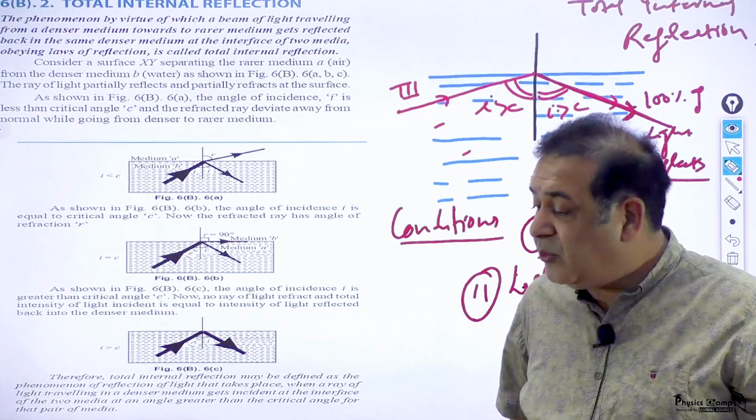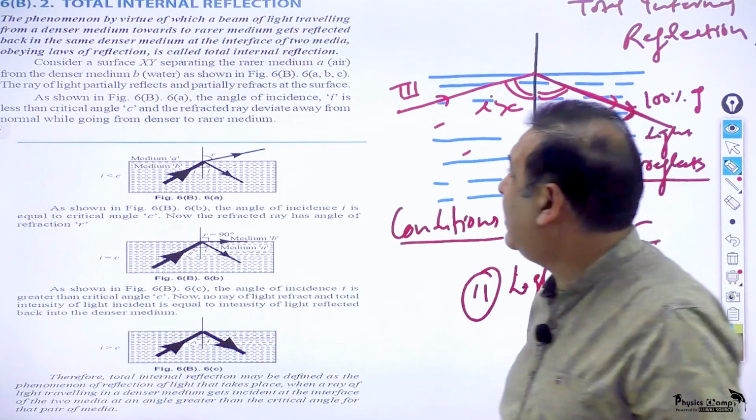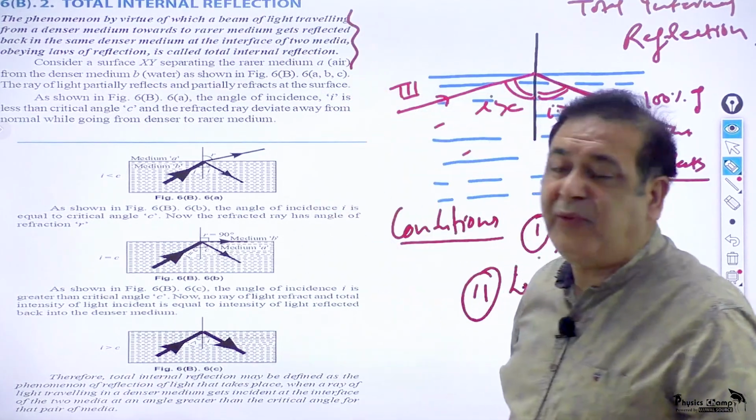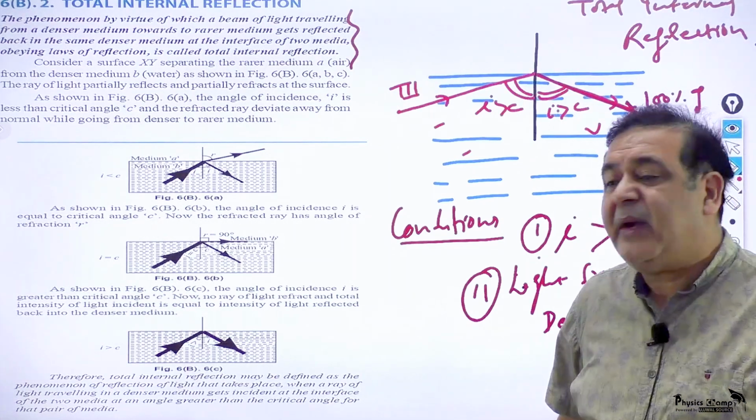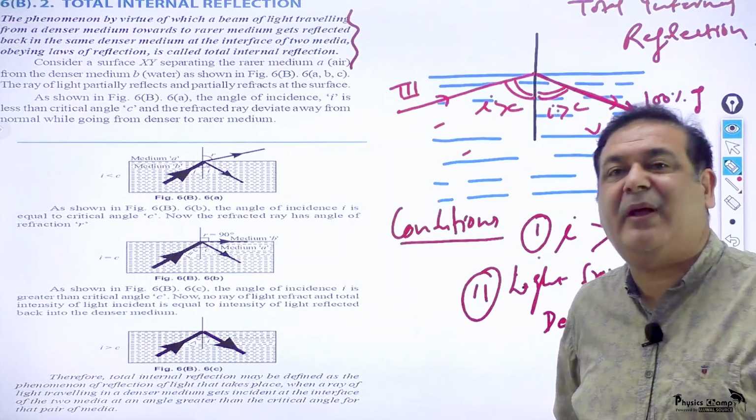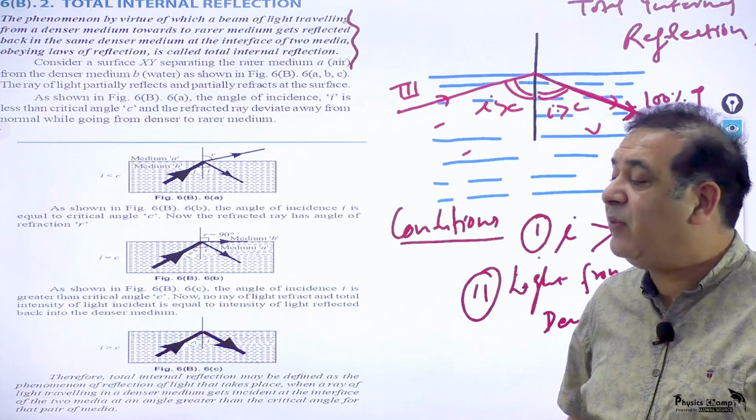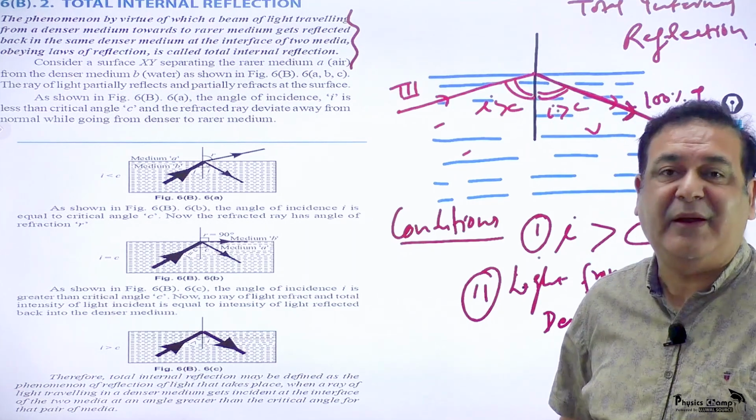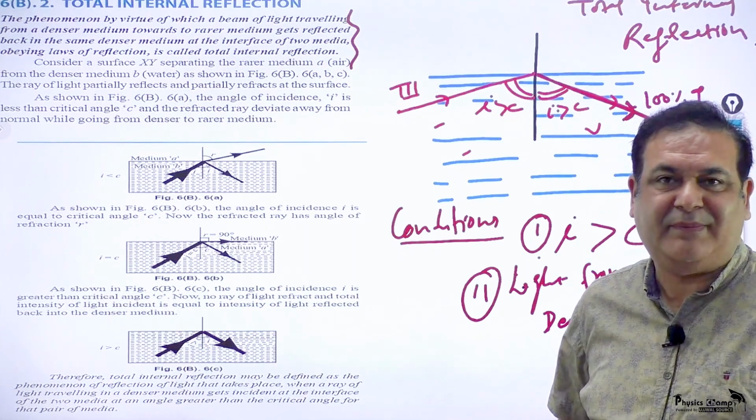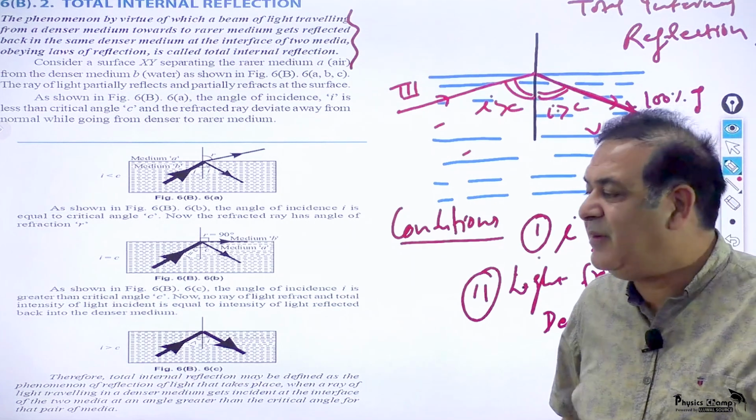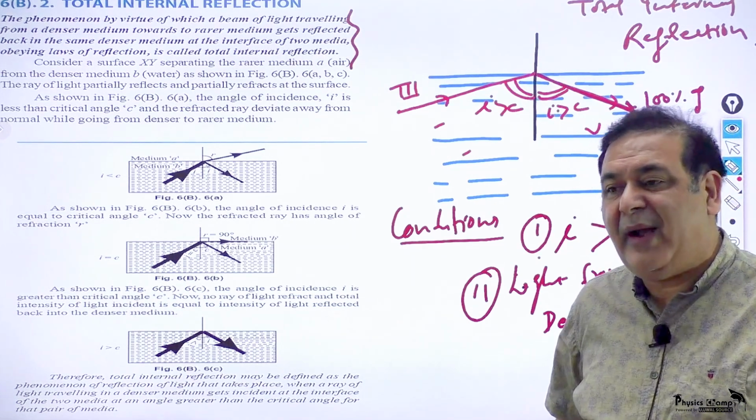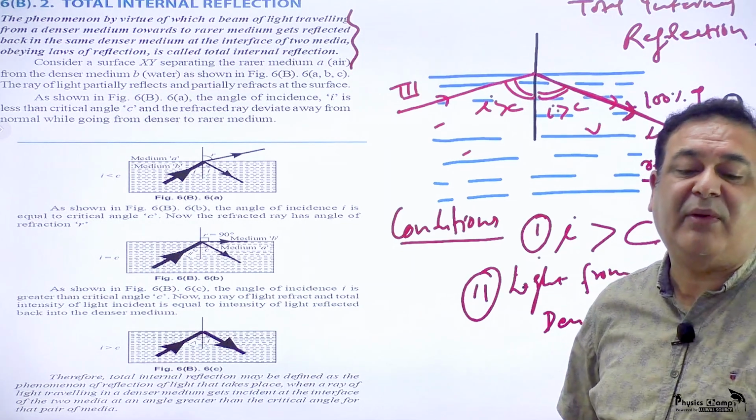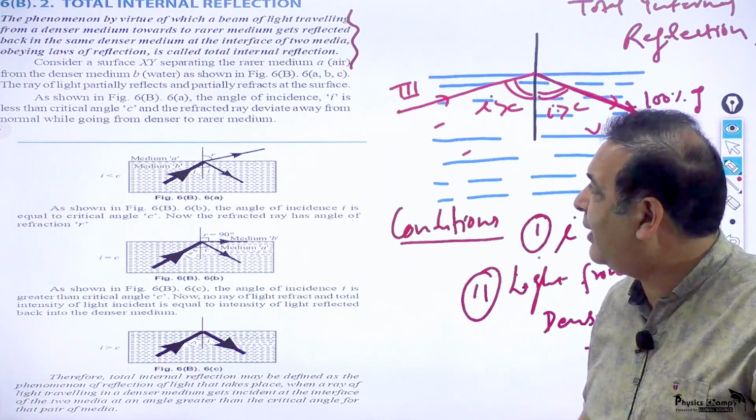Now, if we wish to make a definition for total internal reflection, it is the phenomenon by virtue of which a light beam that travels from a denser medium to a rarer medium tends to reflect completely into the denser medium. For this, the conditions are that the angle of incidence should be greater than the critical angle, and the light beam should be traveling from a denser medium to a rarer medium.